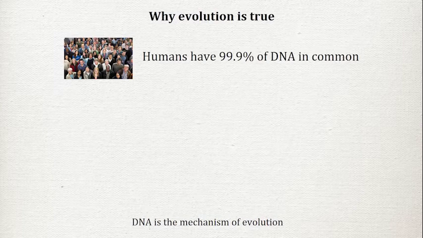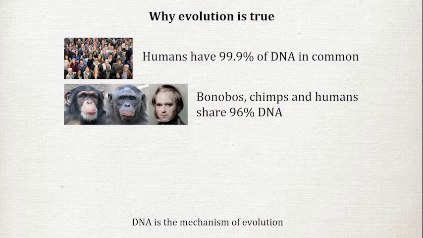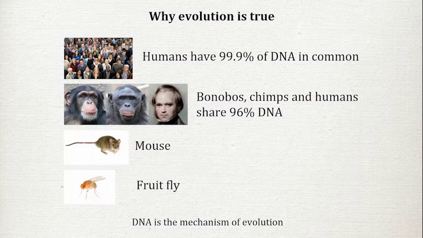The more DNA species share, the closer they are related. The Human Genome Project has shown that humans share 99.9% of DNA on average. Our closest primate relatives share 96% of our DNA. Different species share genes that have a similar function. For example, fruit flies, mice, and humans share a gene that instructs them to grow eyes.